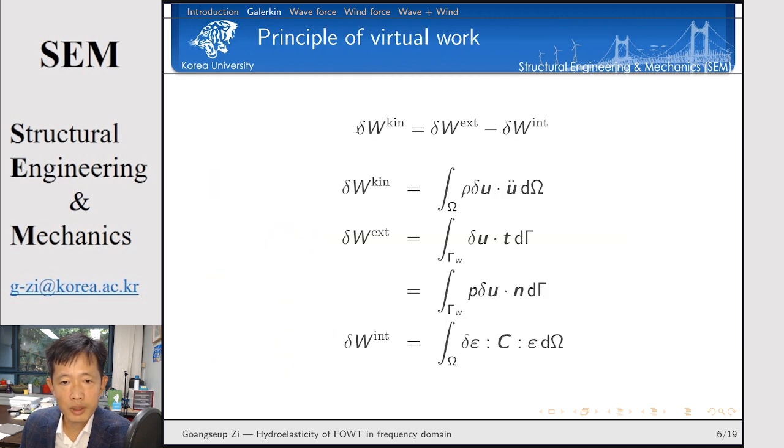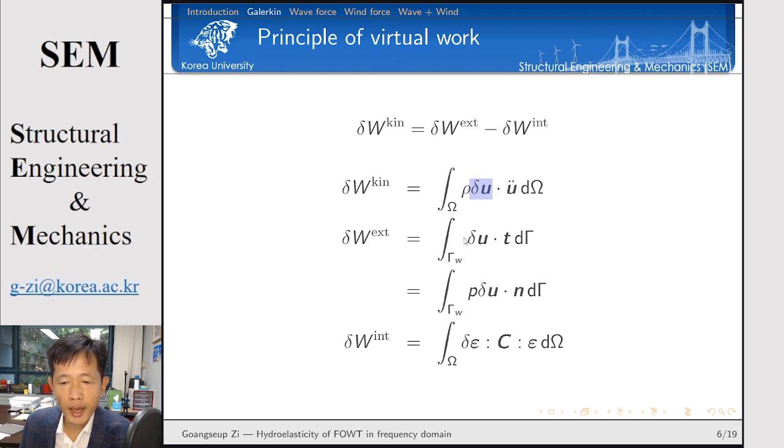First, let's talk about the Galerkin method. In the standard Galerkin method, the equilibrium or balance equation is given by the principle of virtual work. Simply speaking, the kinetic virtual work done by the inertial force should be equal to the difference between the virtual work done by external force and the virtual work done by internal forces or stress. The kinetic virtual work is given by the inertial force, density times acceleration, dotted with the virtual displacement, and we need to integrate it over the entire volume.